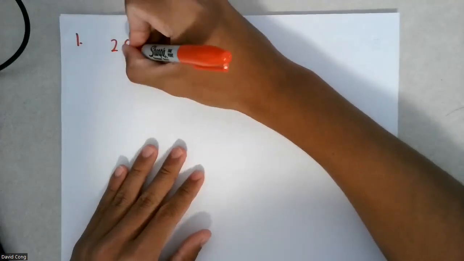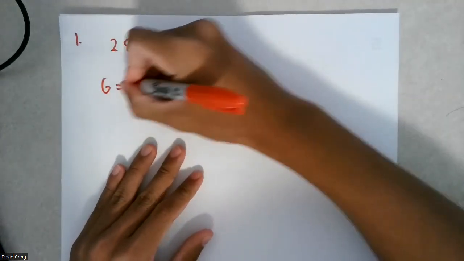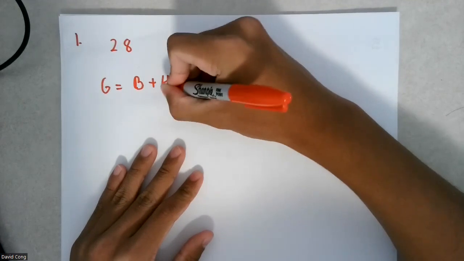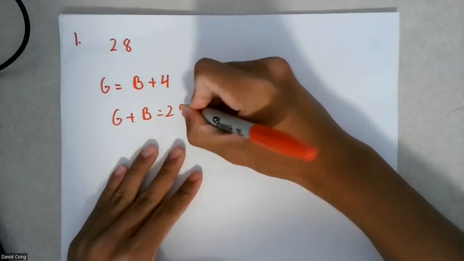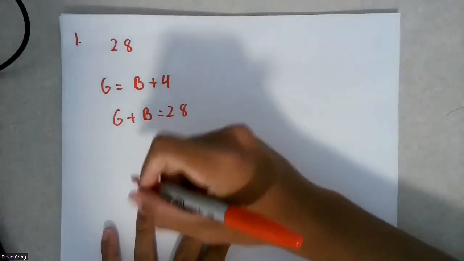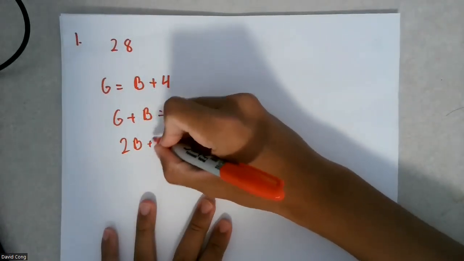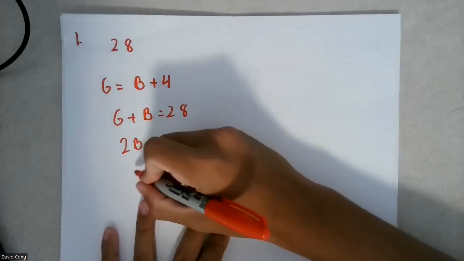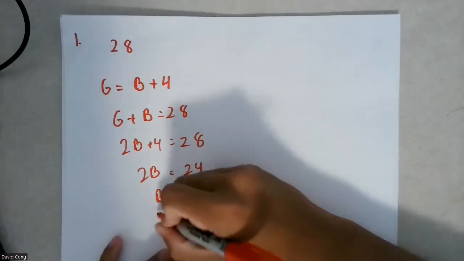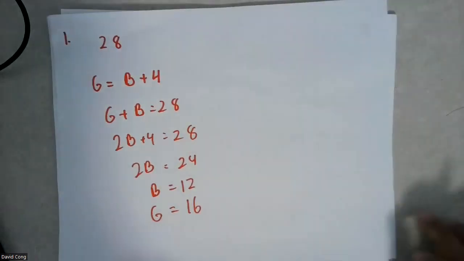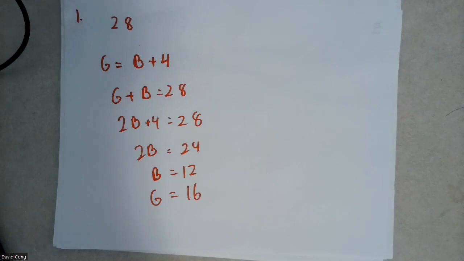Okay, so it said there are four more girls than boys in Mr. Rob's class of 28 students. So what do we know? There are 28 students, girls equals boys plus 4, and girls plus boys equals 28. What does this tell us? Two boys plus 4 equals 28. So two boys is 24, and boys equals 12, which means girls equals 16. So that's how you solve for the number of boys and girls.